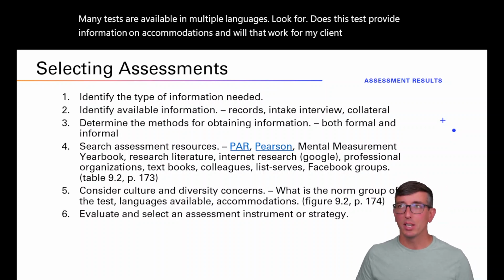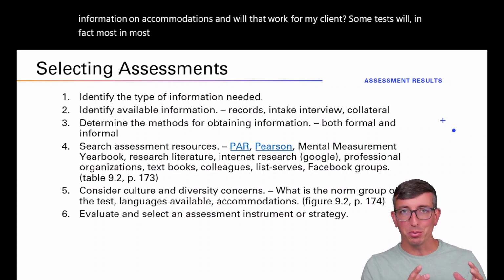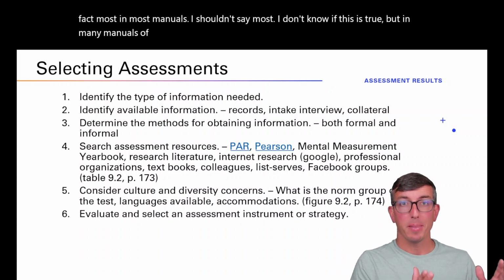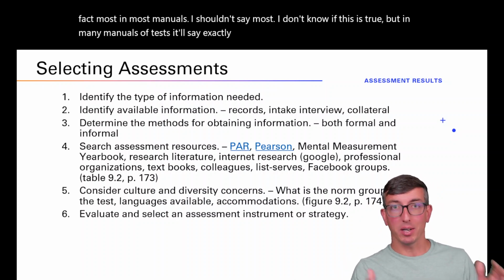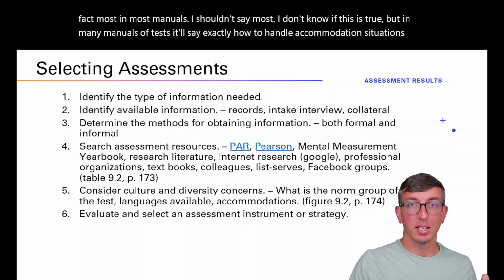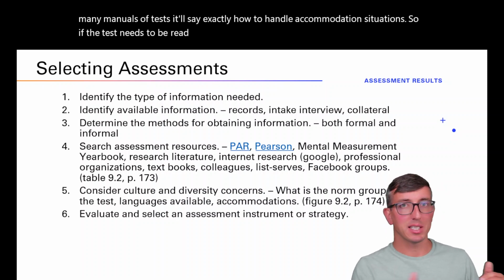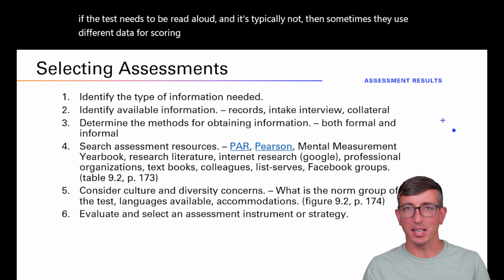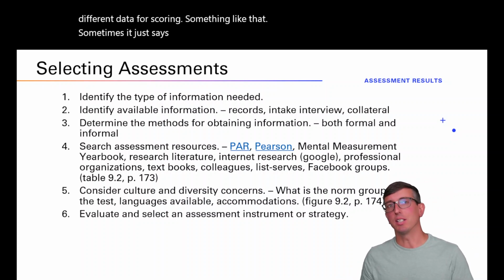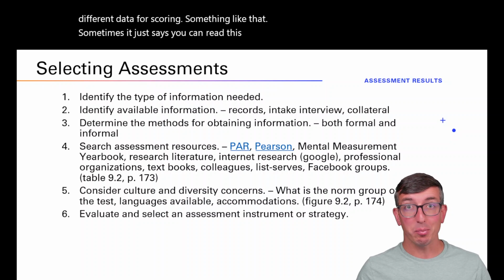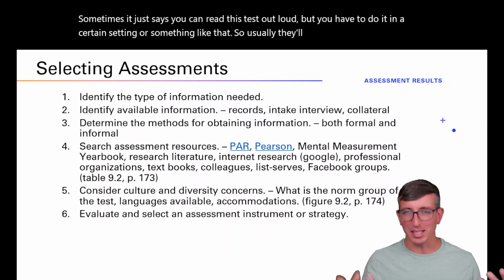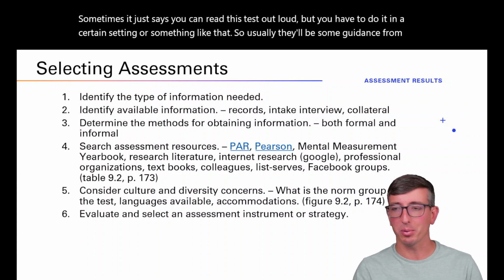Some tests will, in fact, in many manuals of tests, it'll say exactly how to handle accommodation situations. So if the test needs to be read aloud and it's typically not, then sometimes you use different data for scoring. Sometimes it just says, you can read this test out loud, but you have to do it in a certain setting or something like that. So usually there'll be some guidance from the test developers.